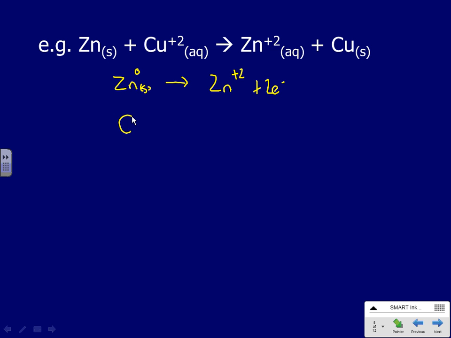So next we're going to have Cu plus 2, and that's going to become Cu0. And where do the electrons go for that? On the left. Excellent. So we've got 2 reactions here. One is an oxidation half, one is a reduction half. The top one is oxidation, and this one is reduction.